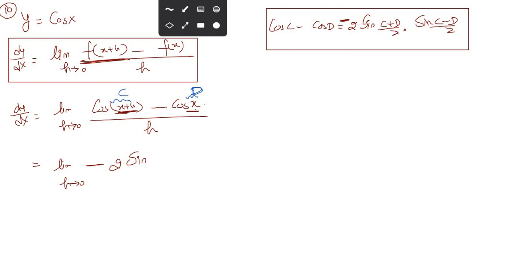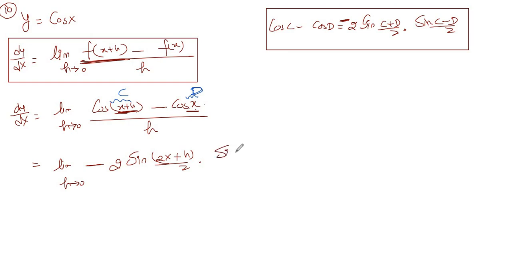So what will be here? C plus d will be 2x plus h by 2 into sine c minus d by 2. C minus d is x plus h minus x. So this will cancel, so it is h. So it will be h by 2 divided by h. Correct? So till here I hope it is clear. Fine.